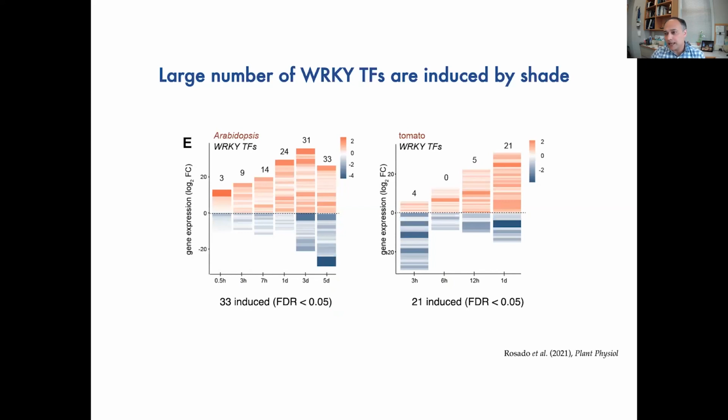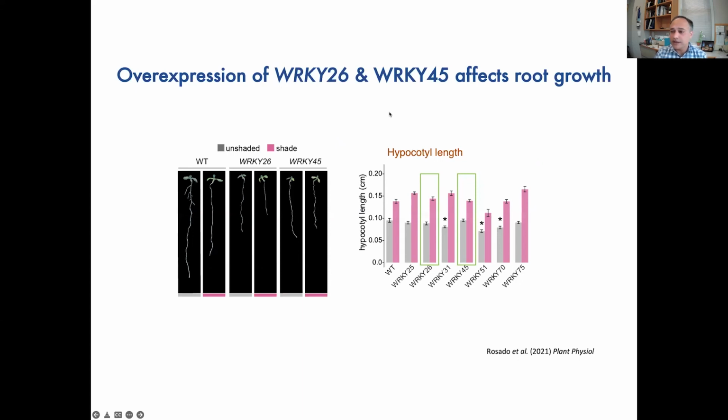Then postdoc in the lab, Dani Rosado, who is originally from Brazil, discovered that a large number of WRKY transcription factors, in short we call them worky transcription factors, are specifically induced in the roots of shaded plants, both in Arabidopsis and tomato. And then she identified that if you always keep these transcription factors on, you can make the roots shorter and shorter. And what do these worky transcription factors do?